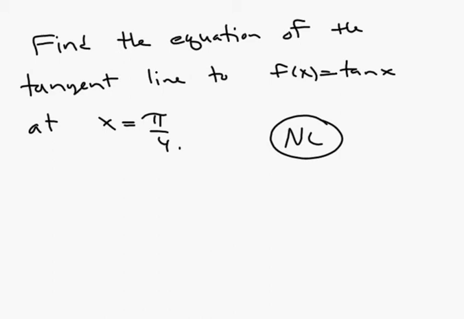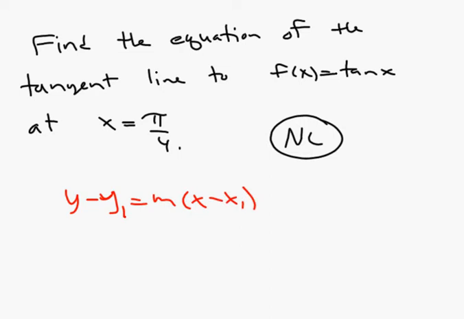What I'm asking you to do here is find the equation of the tangent line to f of x equals tangent x at x equals pi over 4. You should be able to do this problem without a calculator and all its values. So you'd start this by writing down the equation of the tangent line, or any line, that is. Okay? So that's the equation of any line.